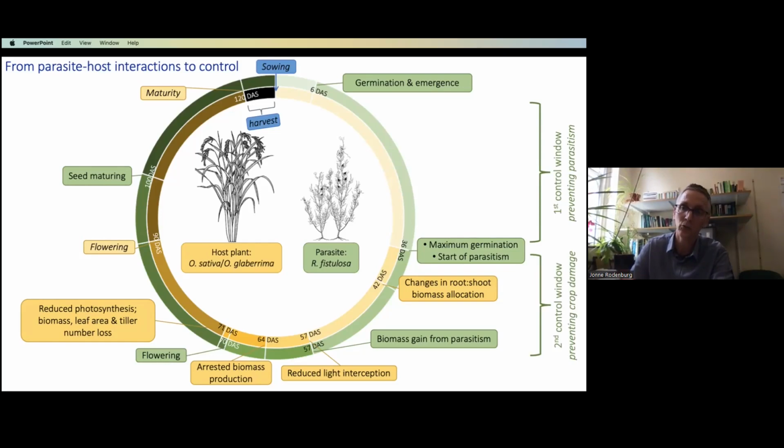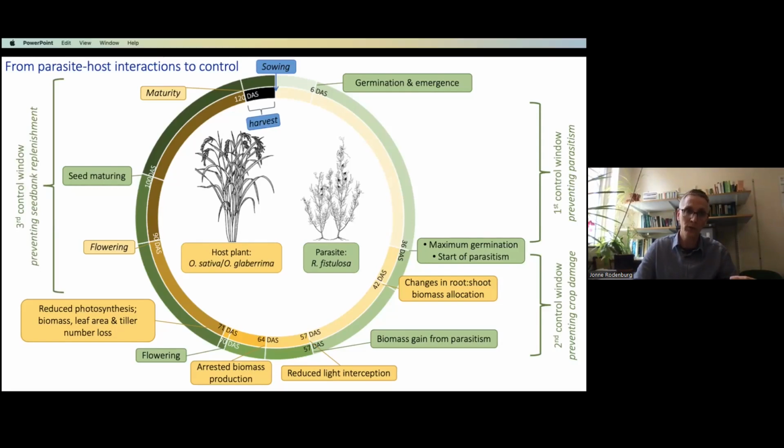So there's a second control window. They can actually prevent a lot of crop damage when they do the weeding, even if it is after 36 days after sowing. And then there is actually a third control window, which would be beneficial on the longer term, if they would be able to remove or kill the parasitic weeds by the time they get into the generative stage, when they're flowering or producing seeds. Then they can also prevent seed bank replenishment.